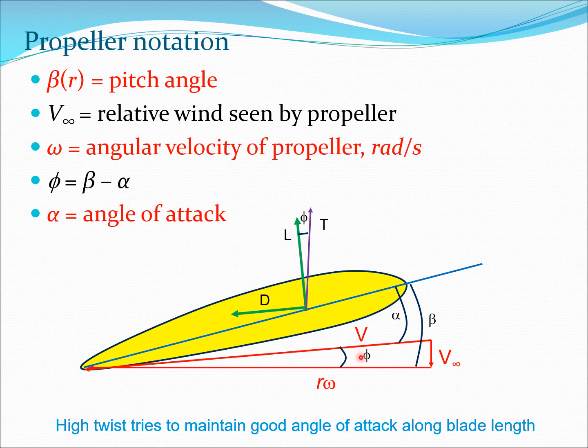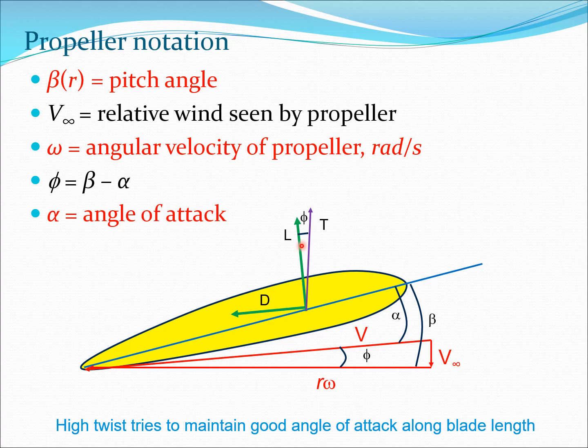Or you can write phi plus alpha equals beta, and so on. So these three angles are essentially related. So this is the basic diagram as far as the propeller is concerned, and the net result of this velocity v is that there is going to be a lift and there is going to be a drag. The lift is normal or perpendicular to the velocity v, and the drag is parallel to the velocity v. And of course what we are interested in is thrust, but that we'll discuss pretty soon.